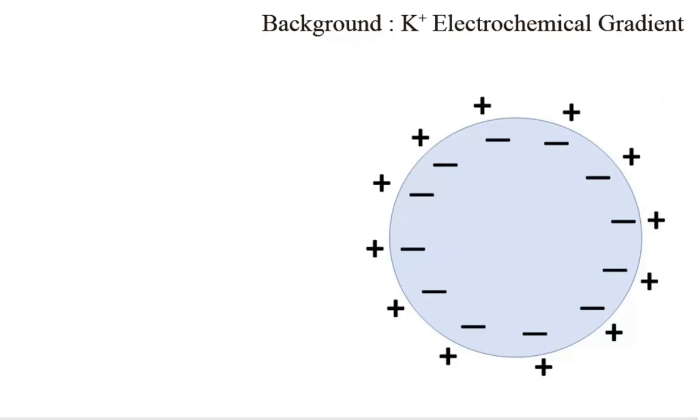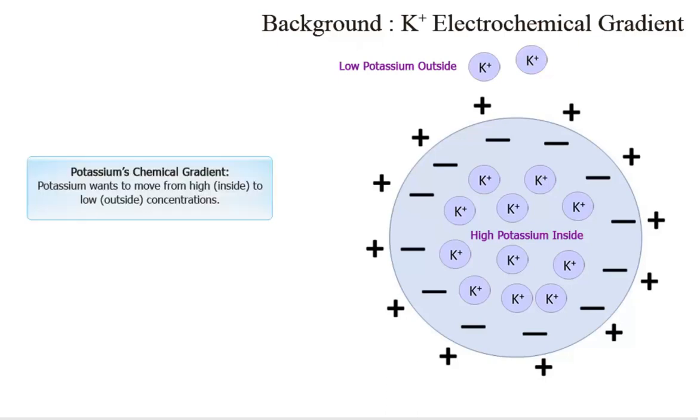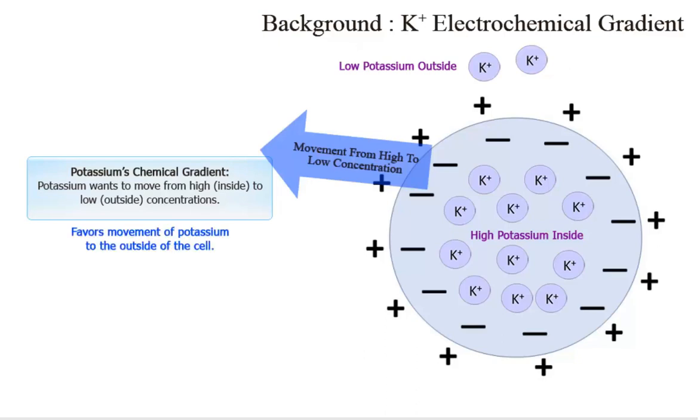Now let's consider potassium. If you recall from earlier this semester, potassium has a high concentration on the inside of the cell and a low concentration on the outside of the cell. So first, let's consider potassium's chemical gradient. Again, the chemical gradient is based on the concentrations, and if we just look at concentration, potassium wants to move out of the cell. So it wants to go from an area of high concentration to an area of low concentration, and this would favor the movement of potassium to the outside of the cell.